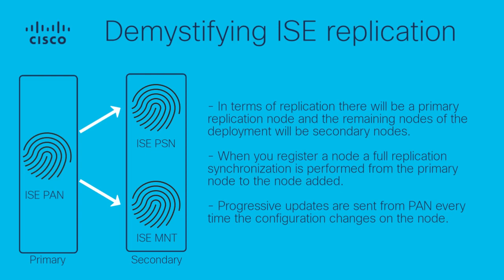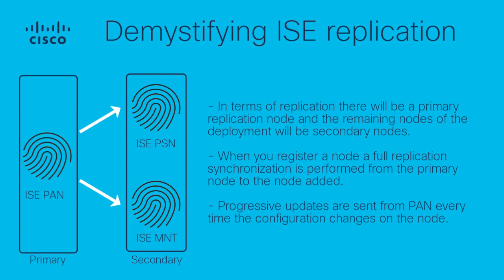In terms of ISE replication, in a distributed ISE environment, there is always going to be a primary node and secondary nodes. Those can be secondary administration, MNT, or PSN nodes. When you initially register a node to an ISE primary node, what you are doing in the background is a full replication and synchronization with the node itself.